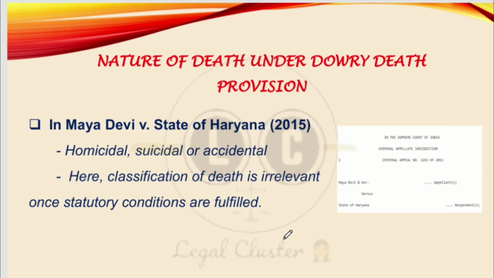Next important point is the nature of death under the dowry death provision. In Maya Devi v. State of Haryana 2015, the Supreme Court clarified that dowry death is not dependent upon whether the death is homicidal, suicidal or accidental. If the death occurs otherwise than under normal circumstances and all the ingredients of Section 80 are satisfied, it shall be treated as dowry death irrespective of the nature of death. Thus, classification of death is irrelevant once statutory conditions are fulfilled.